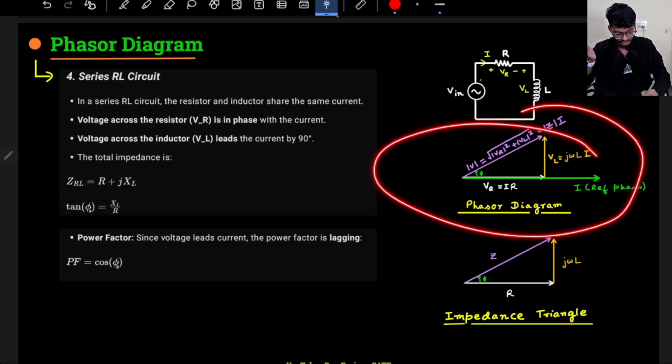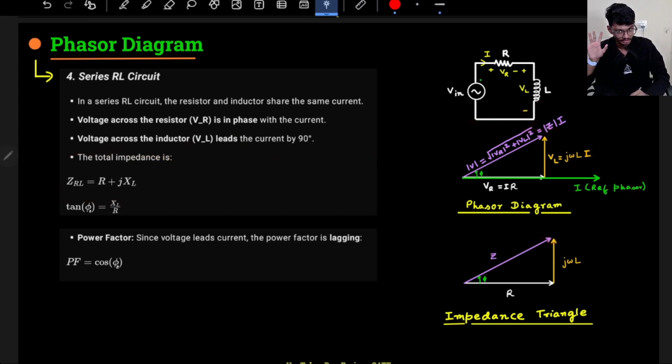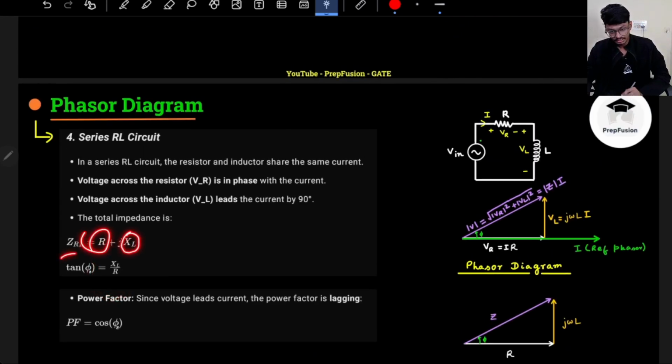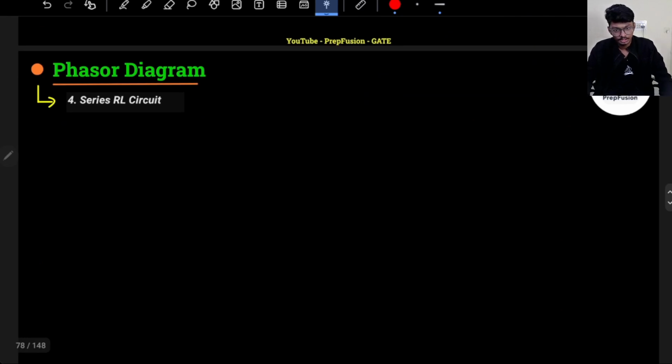That is written over the phasor diagram, and the impedance triangle is this, which we have already derived. This is the power factor, cos phi z, and tan phi z is simply XL by R. Tan phi is simply the imaginary by the real component. All this we have learned, so a few more things we can derive.